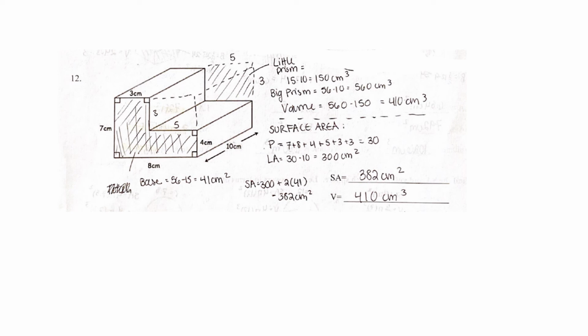For the volume, since I already found a base of 41 centimeters squared, I just did the base, 41, times the height, 10, and I got 410 centimeters cubed. I've had other people in the past explain that they found the smaller prism, this guy right here that I have sort of outlined, and then found the bigger prism and then subtracted them, right? 560 minus 150 gave you 410. Either way works, or if you did it a different way, as long as you get 410, you're golden.